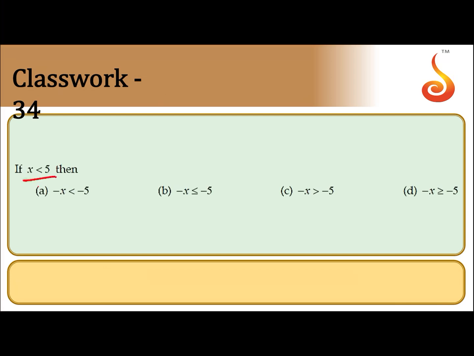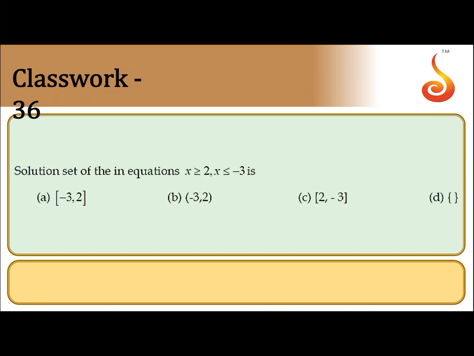Coming to the next one, x is less than 5. So definitely when I multiply by the minus sign on both sides, minus x will be greater than minus 5 only. So the answer is minus x is greater than minus 5, option C.